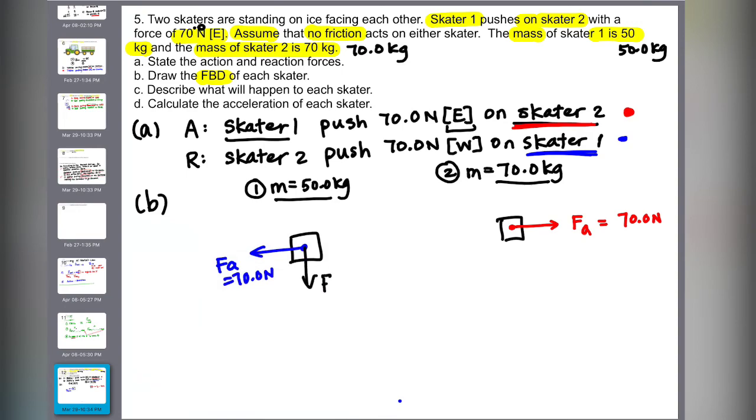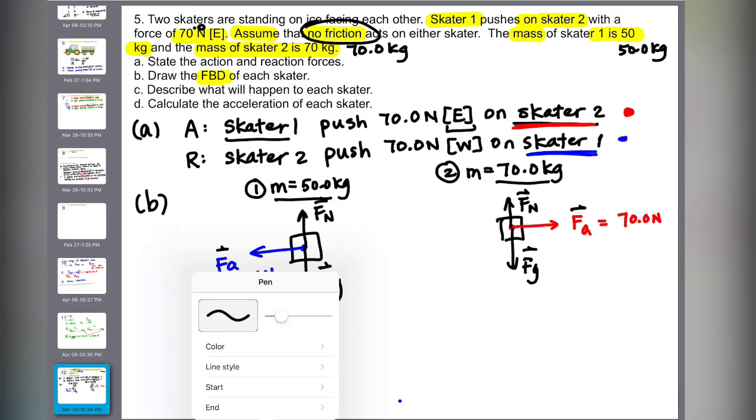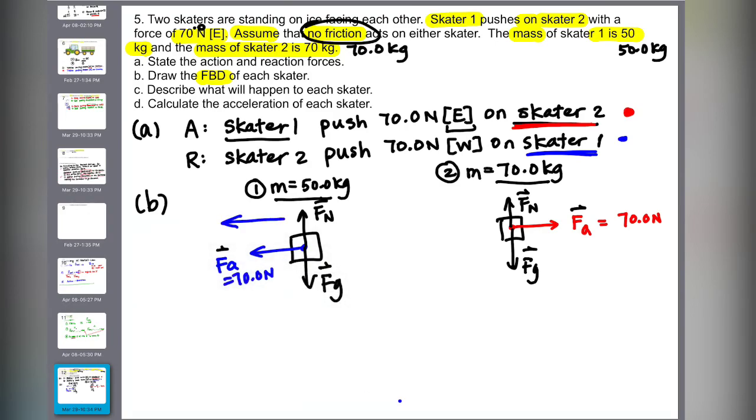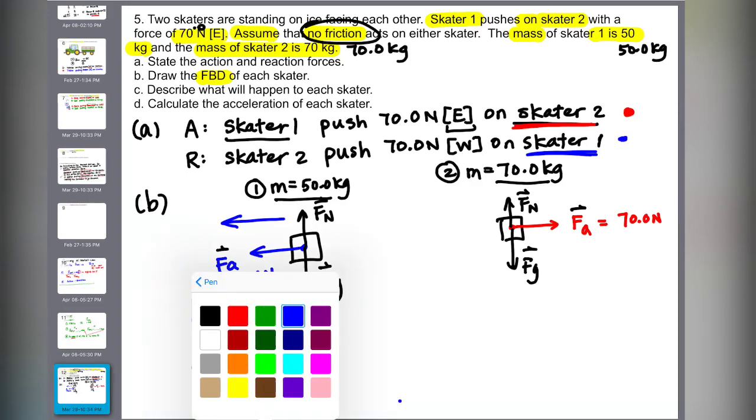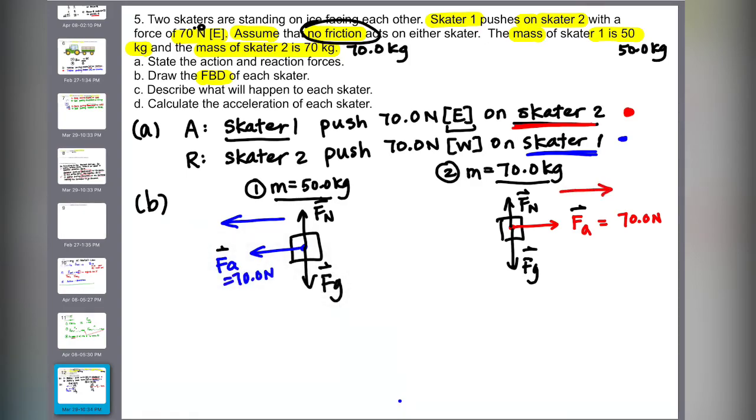And at the same time, don't forget we need to finish off the free body diagram. There are other forces. There's force of gravity that's acting on both of them. And it's standing on ice, so I also have force of normal that's holding it upwards. It tells you to ignore friction. There's no friction in this case, so that's pretty much all the forces acting on it. So describe what would happen to the skater. We do see a net force that's going towards the west direction for skater 1. And we do see a net force going to the right for skater number 2.